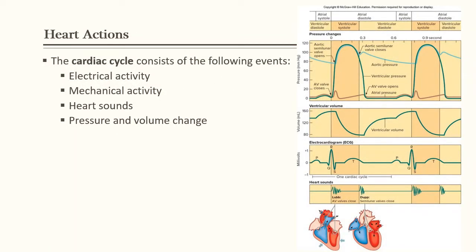So the heart does its job by contraction and relaxation, which are called systole and diastole. Between systole and diastole, a series of events are happening. Those events are called the cardiac cycle. For example, electrical activity starts first, and that leads to mechanical activity. Also, because of the closure of valves, heart sounds are produced. And also pressure and volume change between systole and diastole.